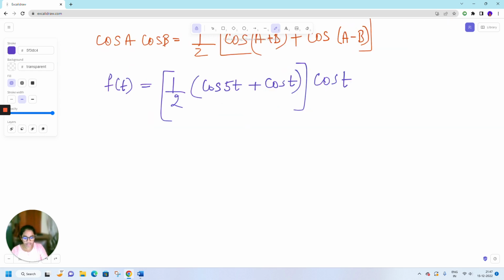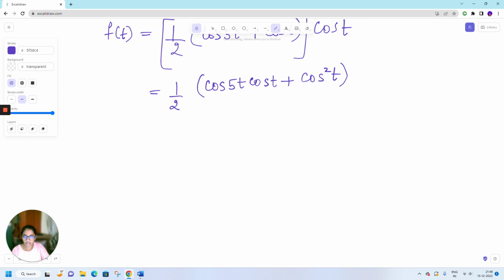Let me multiply the cos t to each term. What would I get? Half remains as it is. I would get cos 5t into cos t plus cos t into cos t, the function and the angle both are same, so I can write it as cos square t. Okay.